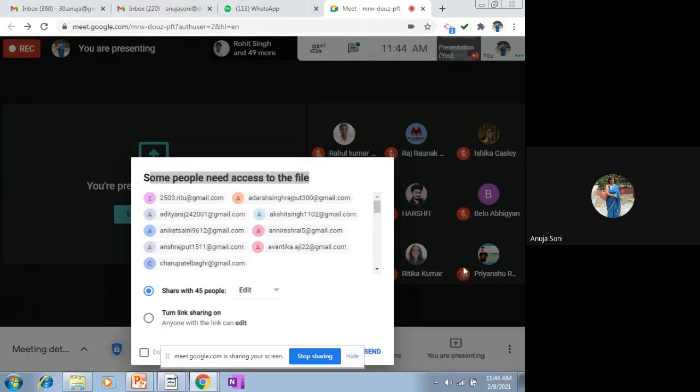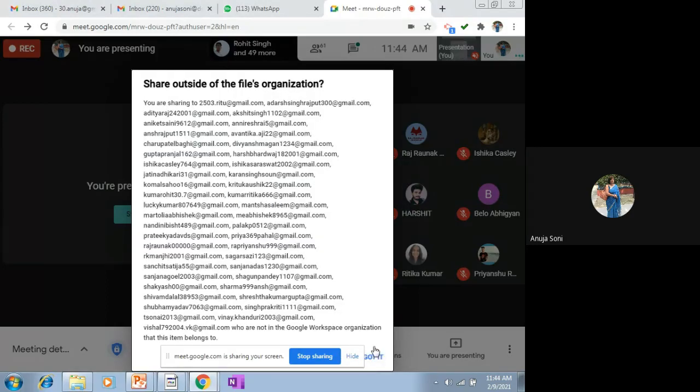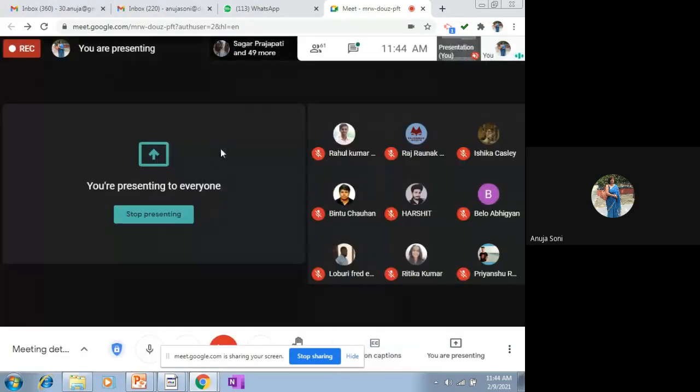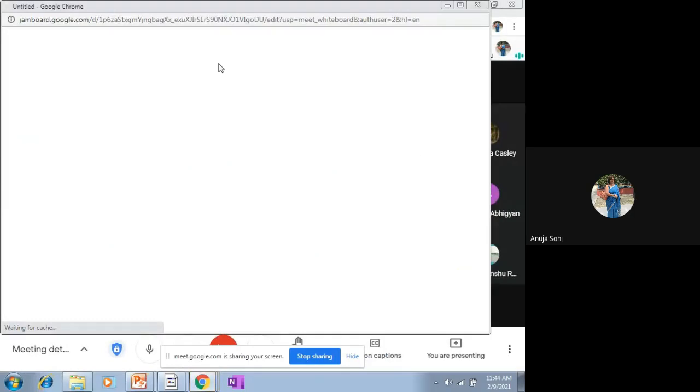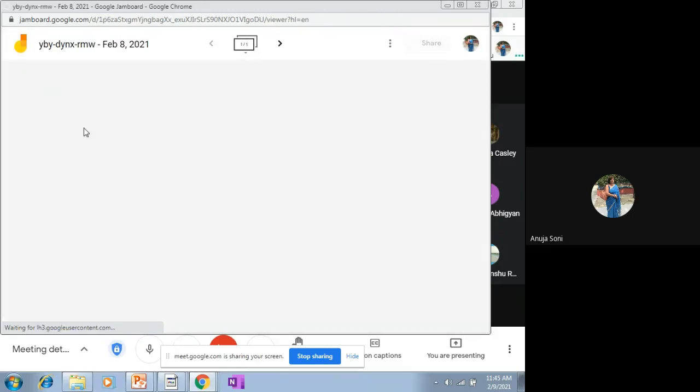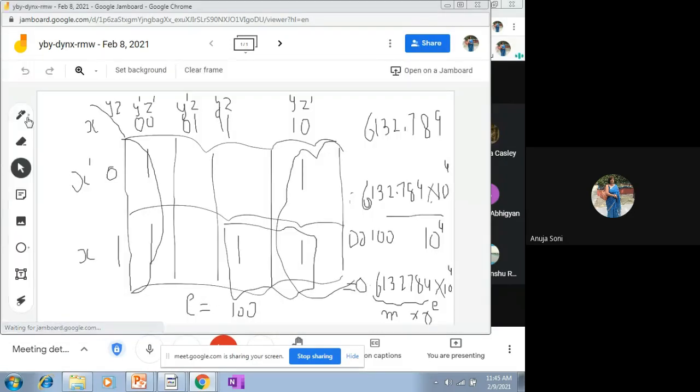Just hold on. I'm explaining what the meaning of this notation is, basically. I'm opening the whiteboard. So again, I'm repeating, it's not a minus sign, it's a range only, the range of the output values.